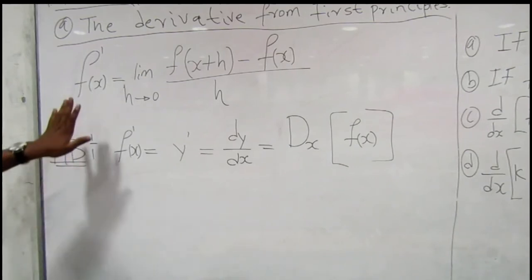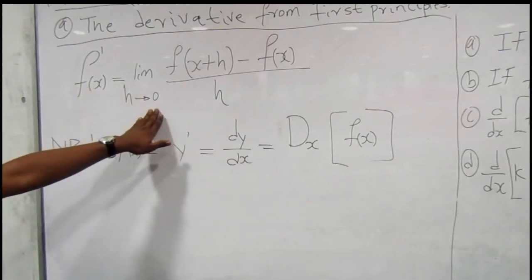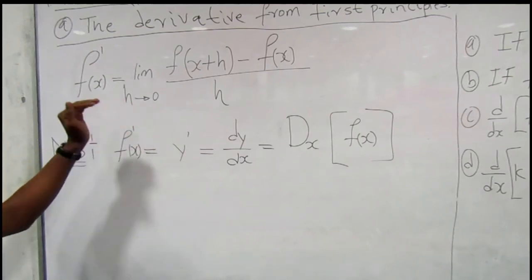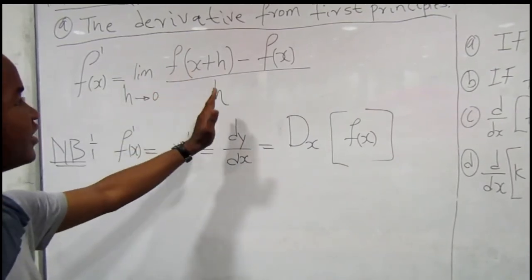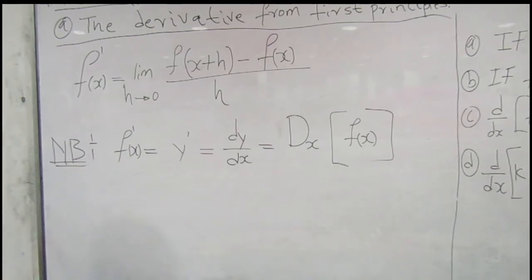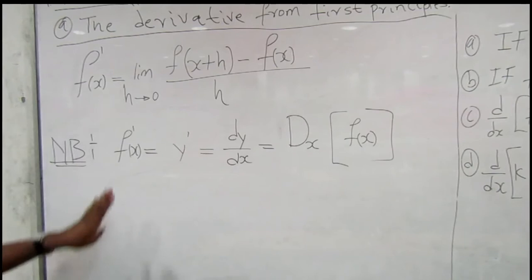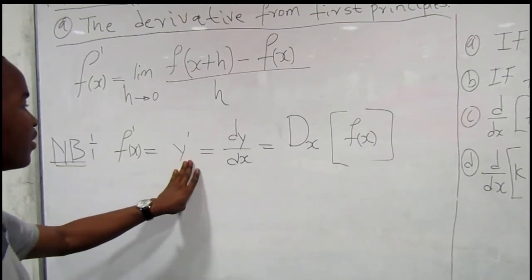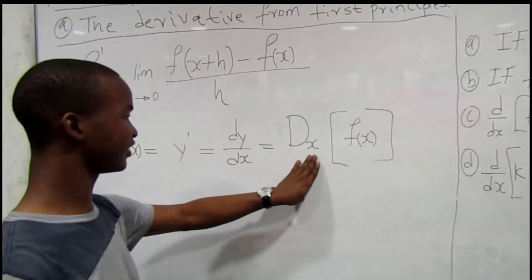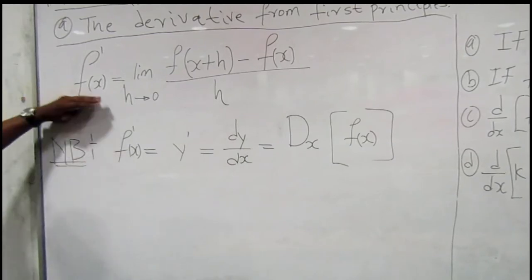Our formula is: f prime of x is equal to the limit as h approaches 0 of f of x plus h minus f of x, the whole divided by h. And you must note that f prime of x is equal to y prime is equal to dy over dx is equal to d over dx of f of x. These are all the same as f prime of x.